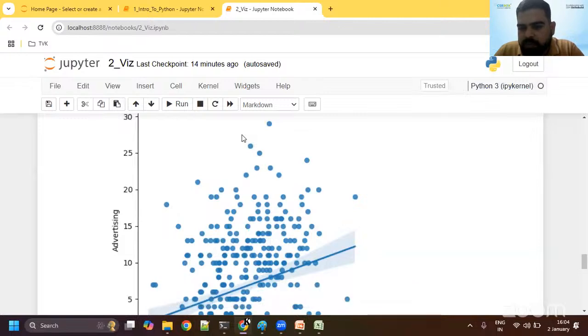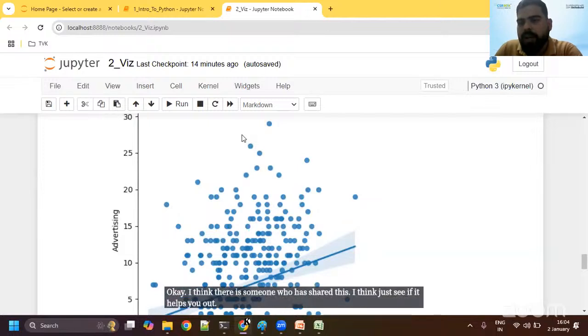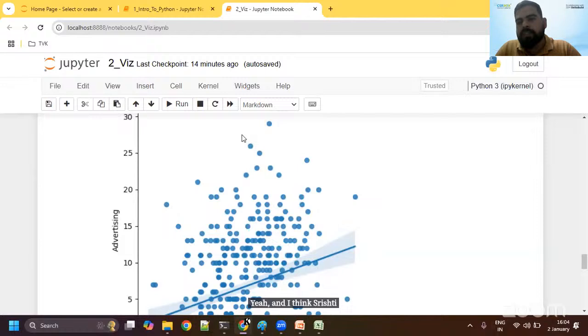Okay, let me see. First, let me check that. Okay, Anaconda 32-bit Windows 7. I think there is someone who has shared this. I think just see if it helps you all out. Yeah, and I think Srishti has. Okay, wait. I think this has gone only to me. Let me paste it for everyone.